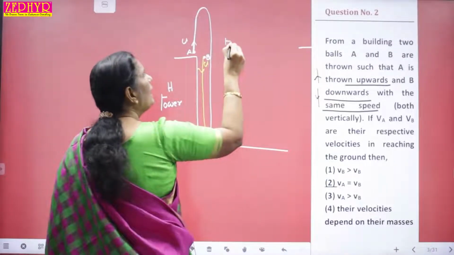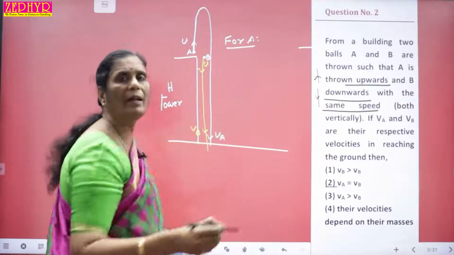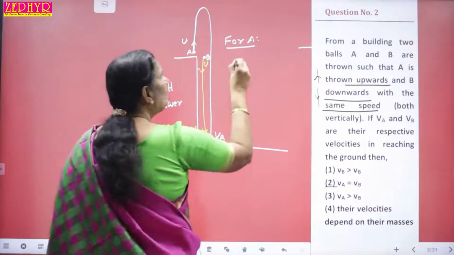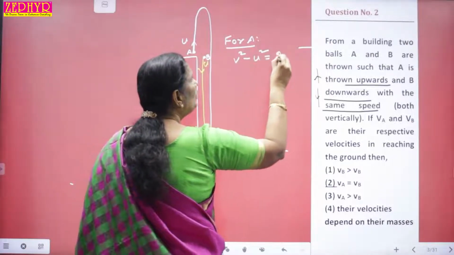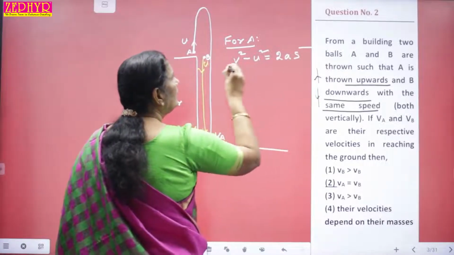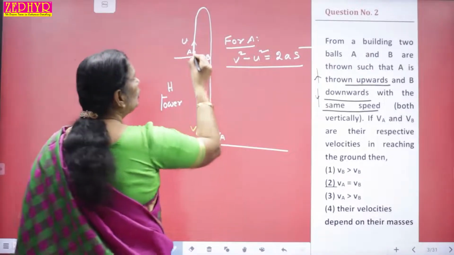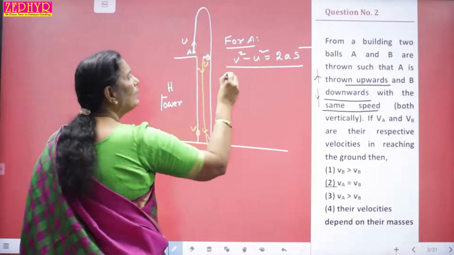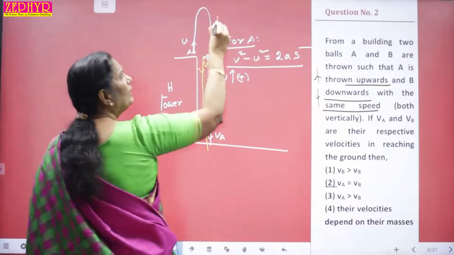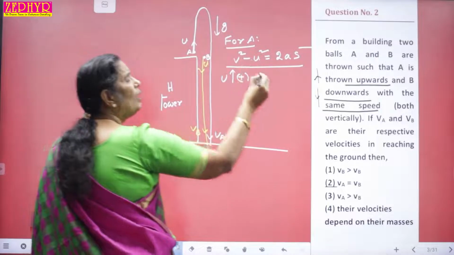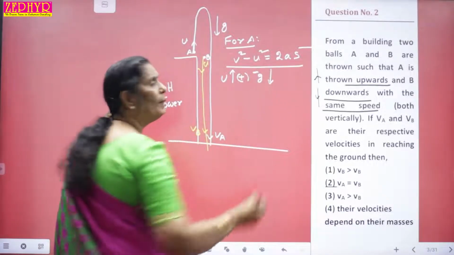For A, I want the final velocity. So we'll use v square minus u square is equal to 2as. Now we will start applying the sign convention. u is upward, so I will take it as positive. But we know that gravity is always downward, so I will take it as minus.